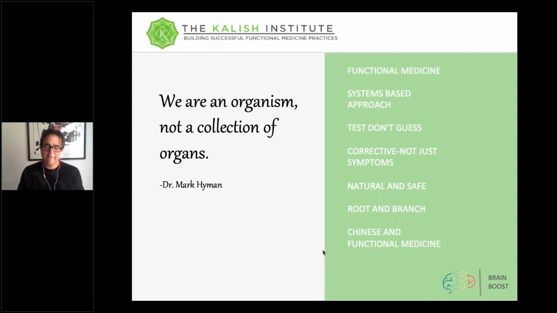The last thing I'll say is that my particular practice is called Origins Medicine in San Francisco, and I'll give you guys my info in a little bit. Chinese medicine and functional medicine are both systems-based approaches. We're looking at body systems. How do we test and correct the systems so that the whole physiology is working together?